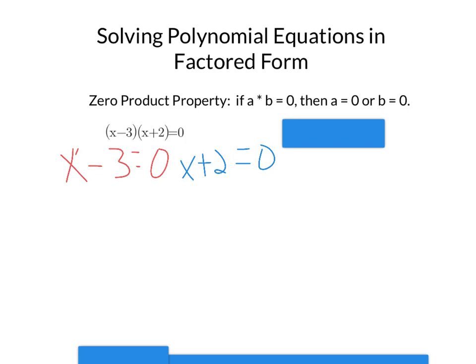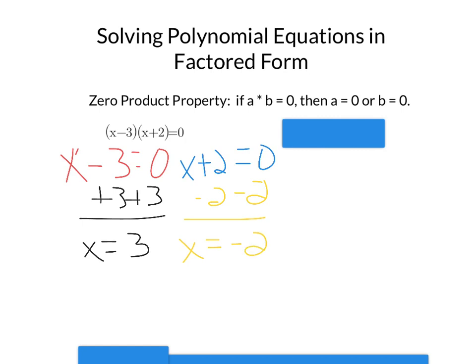So in the first one, I would add 3 to both sides of the equation and get x equals 3. And in the second equation, I would subtract 2 from both sides and get x equals negative 2. We had two different factors, so you notice we have two different solutions of the equation. Take a moment to pause this video and write down this example.